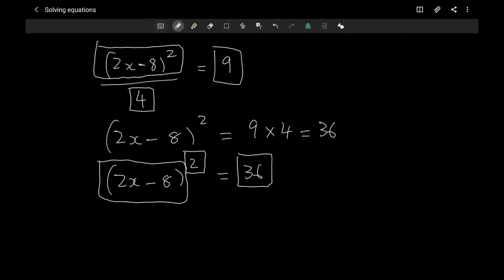So the only option you have is to get rid of this square. Now, as you know, what's the opposite of squaring something? That's right, you square root. If you square root the left-hand side, what's left over is 2x minus 8. And you have to square root the right-hand side. So the square root of 36 is 6. So your equation now becomes 2x minus 8 is equal to 6.